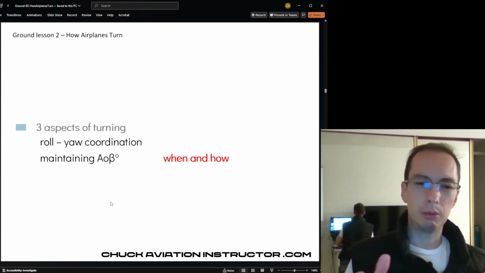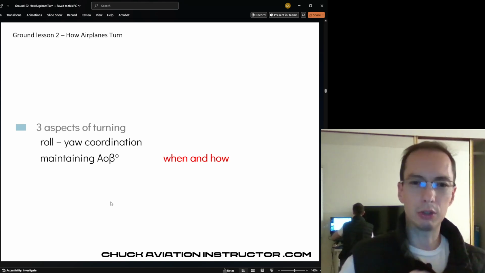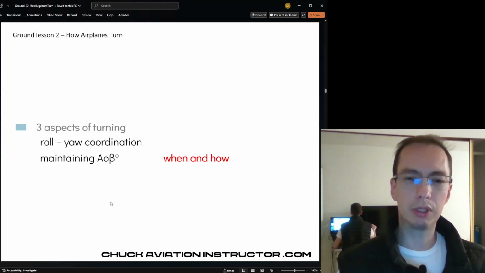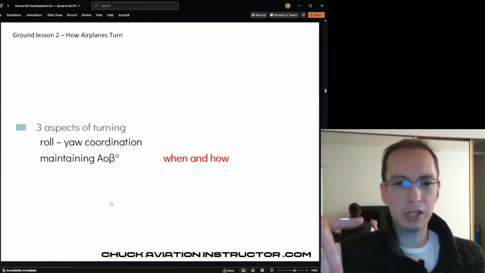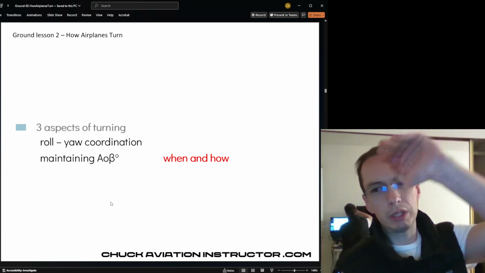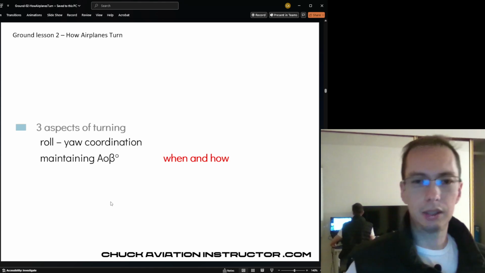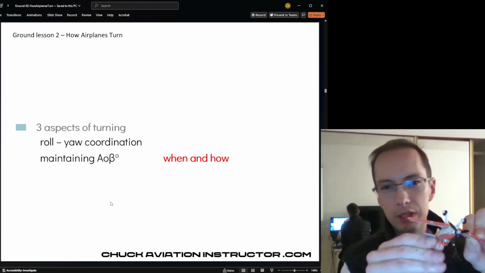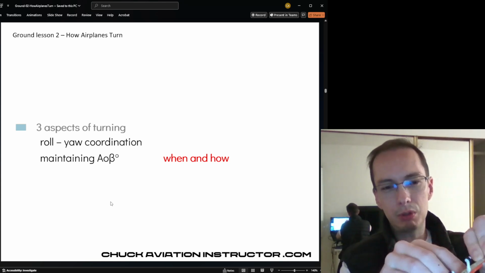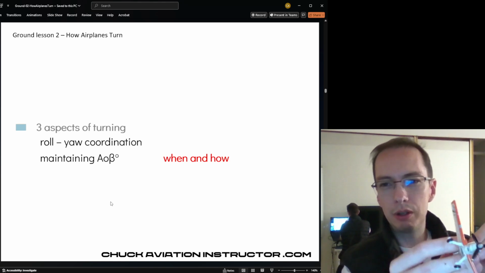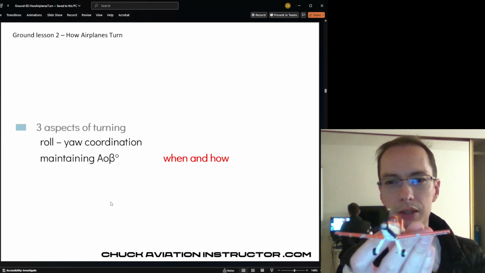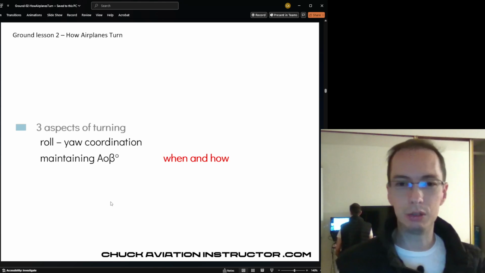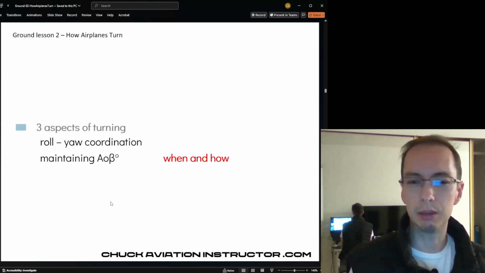Because when you continue to exert control pressures, you continue to deflect your aileron downwards on one side and upwards on the other side, the airplane is going to continue rolling, and it can continue to roll until it's upside down. And if you continue to exert pressures, it will continue to roll from the upside down position all the way back to wings level. So you need to stop rolling at some point. And how do you do that? By neutralizing your ailerons.